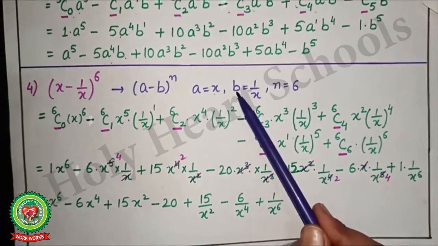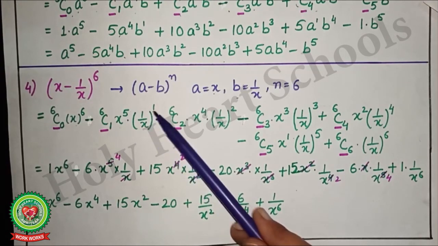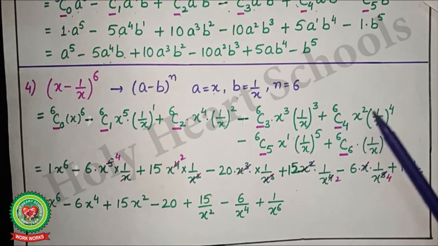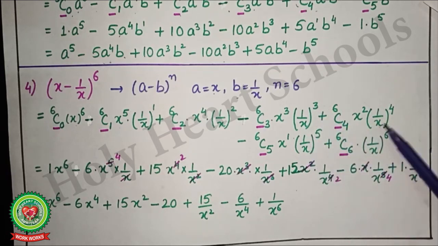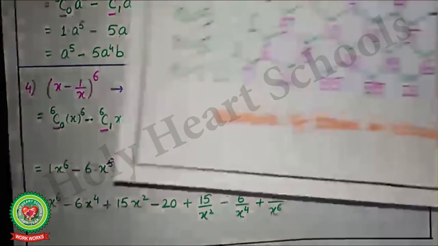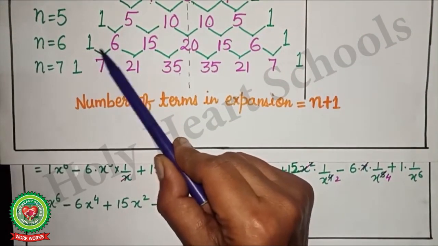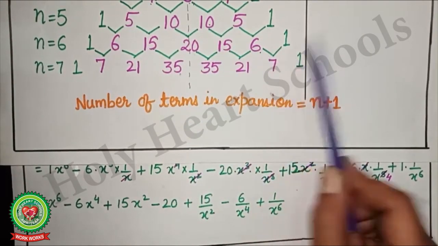Now b is 1 upon x. So from the second term, its power will start increasing. So 1 upon x raised to power 1, then 1 upon x whole square, 1 upon x whole cube, 1 upon x raised to power 4, 1 upon x raised to power 5, 1 upon x raised to power 6. Now again, using the Pascal triangle, we can find the values for n equal to 6. It is 1, 6, 15, 20, 15, 6 and 1.